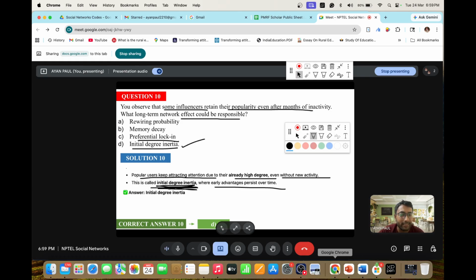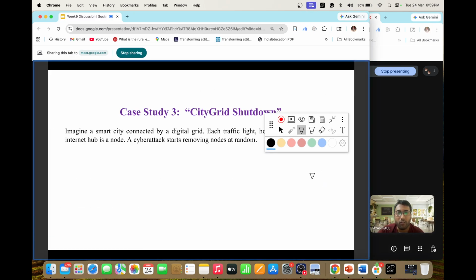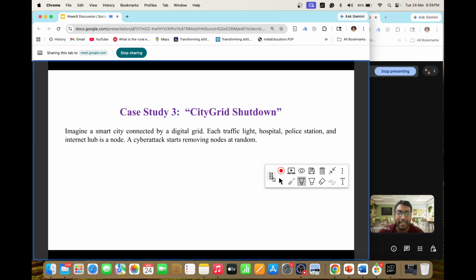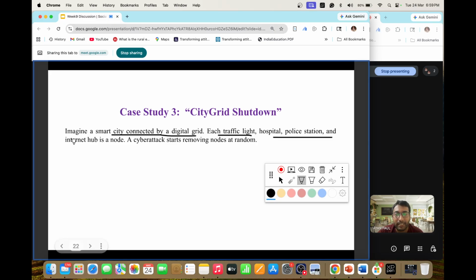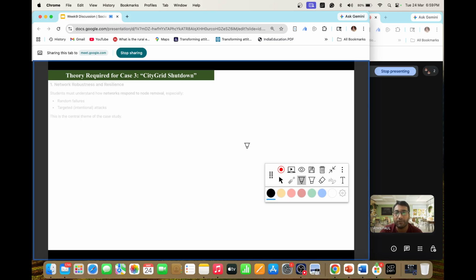So let's see what our next case is. We have case number 3, the city grid shutdown. Imagine a smart city connected by a digital grid. Each traffic light, hospital, police station and internet hub is a node. A cyber attack starts removing nodes at random. So here, what are the theories required for this city grid shutdown?